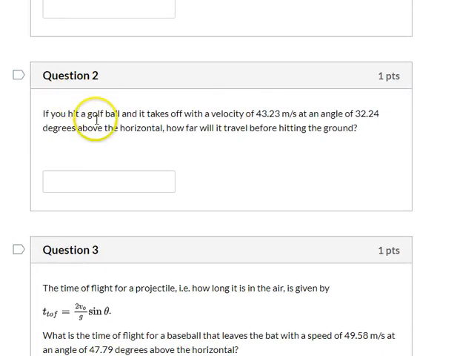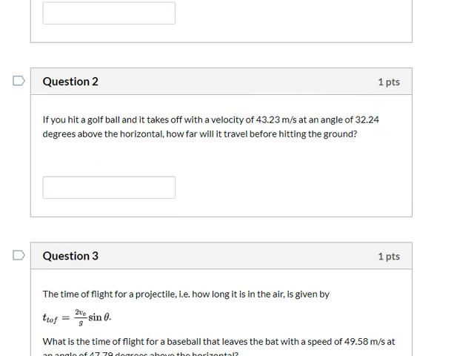Now we're hitting a ball. We're hitting it at this angle theta, 32.24 degrees. It's important to note the degrees, right? How far will it travel before it hits the ground? Well, we've got the initial velocity. We have the angle it's launched at.